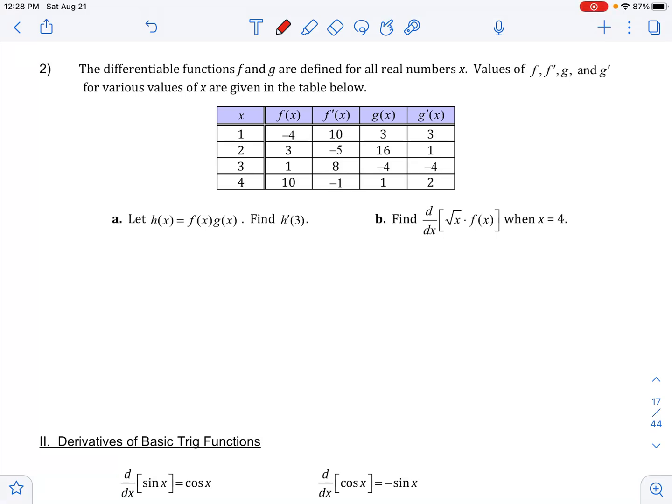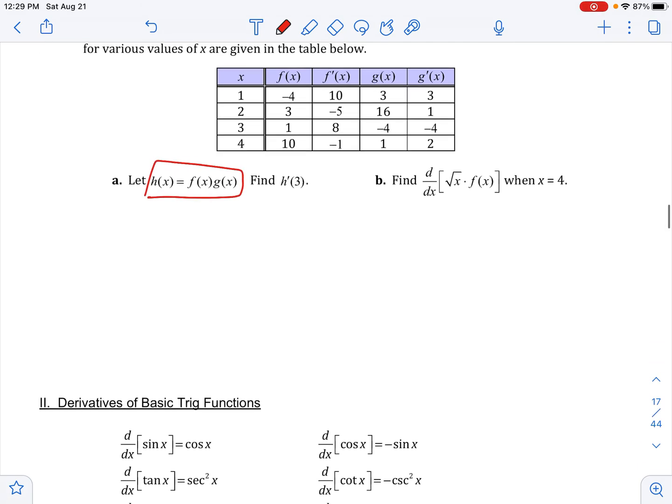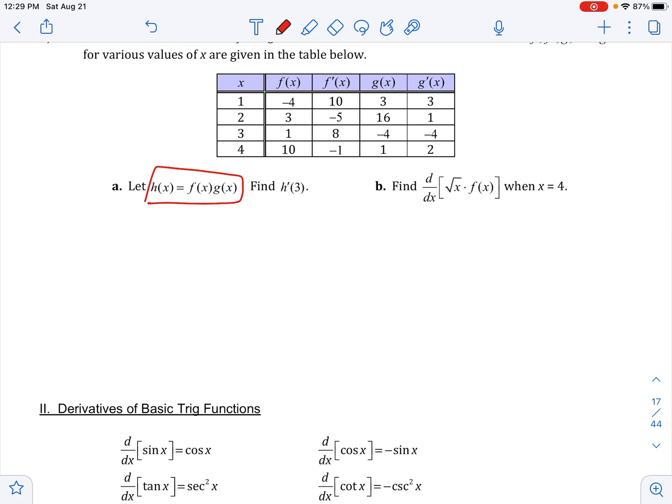Now we're going to go ahead and use the product rule, but we're going to get our information from a table format. So first thing you want to do is go ahead and apply the rule first. Notice it tells you that h of x is f of x times g of x. So we want to use the product rule to find our derivative first. So derivative of the first times the second plus the derivative of the second times the first.